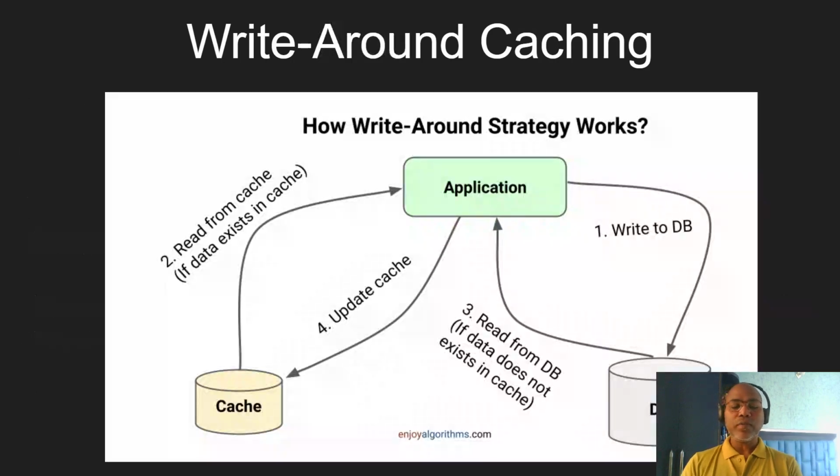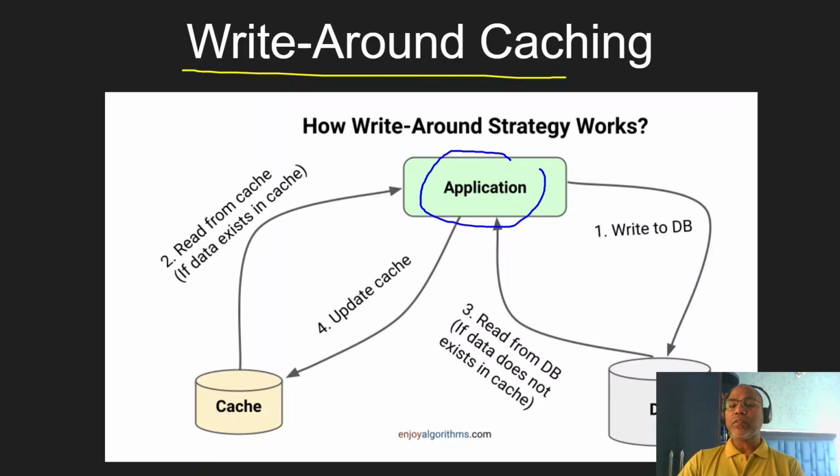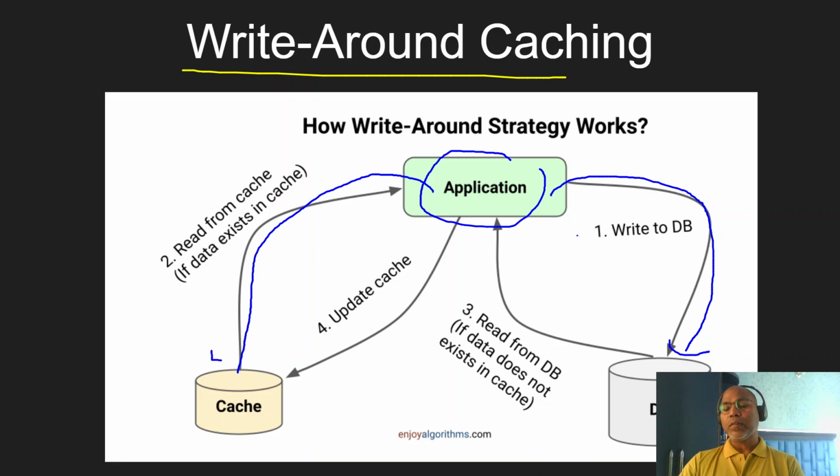There are lots of other caching strategies. One is write around caching. In this case, our application first writes data to the database. Next, the application reads data from the cache. If the data is not in the cache, the application reads it from the database, and the application is responsible for updating the cache.